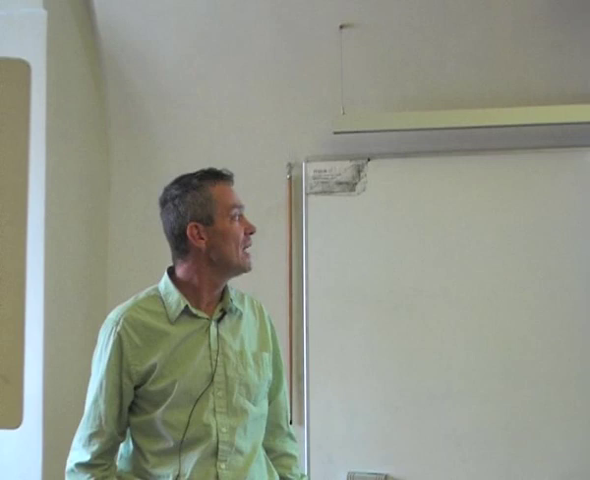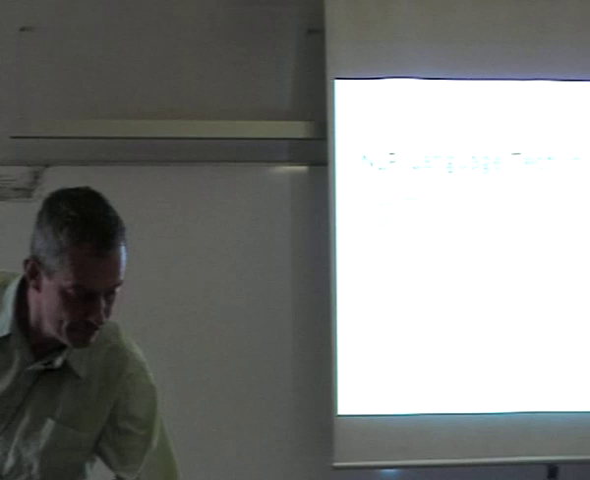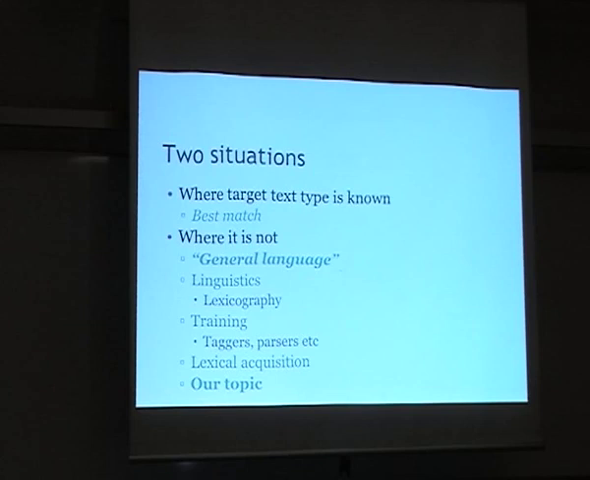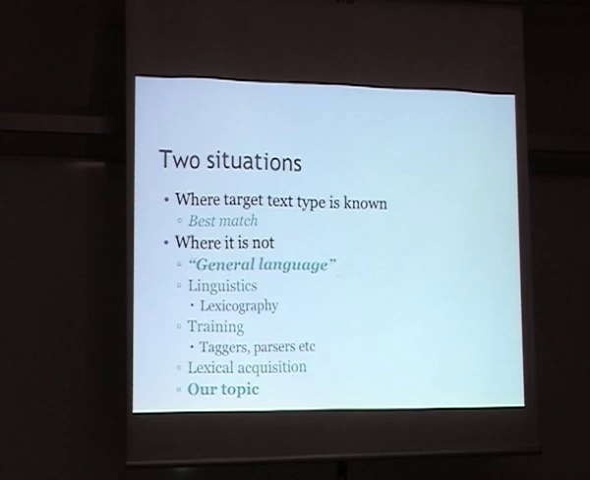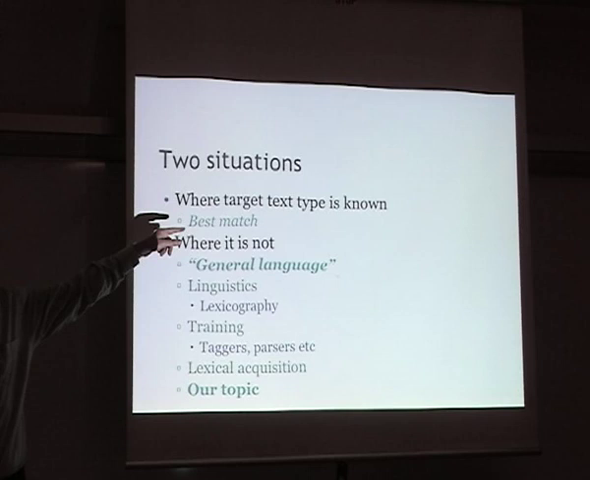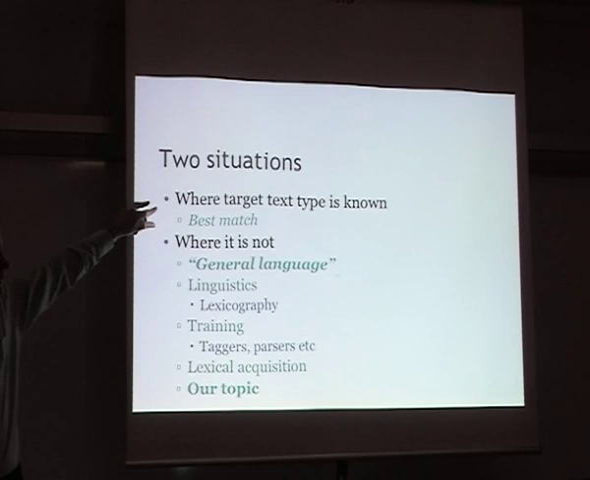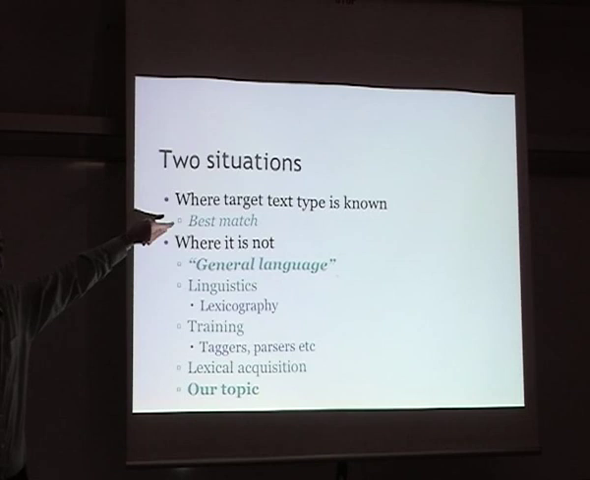If we move on, there's a similar kind of question for natural language processing, language technology. What we all do now in NLP is learn from data, so the same question applies. Well, which data? There's two situations where you might have that question. The first is where you know what the target text type is that you want to describe or that you want to build an application for. If you've got a clear idea of what text type you're in, then it's clear that you want the data that best matches that text type.